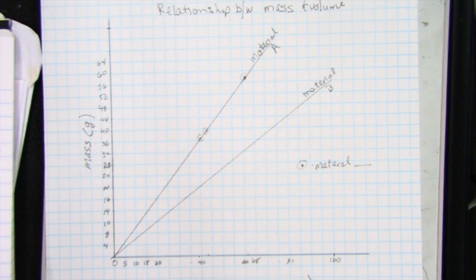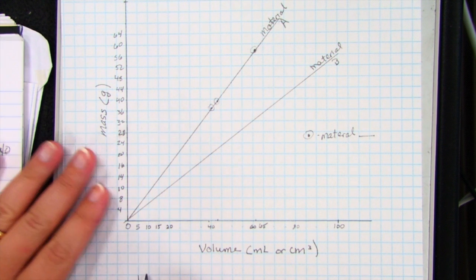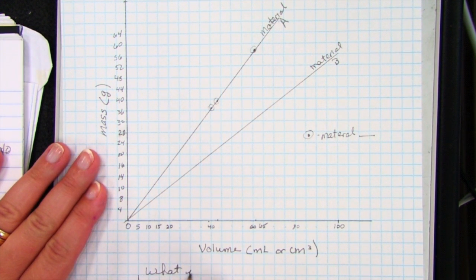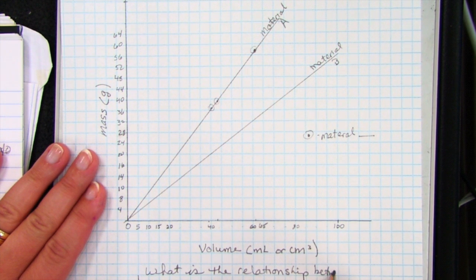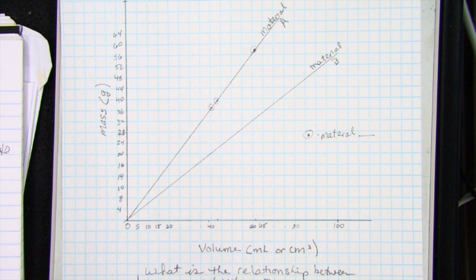Let's write that at the top here. I'll write at the bottom. The driving question here is, what is the relationship between mass and volume? Relationship between mass and volume. That's our question. That's what our graph is about. And our graph is going to answer that question for us.